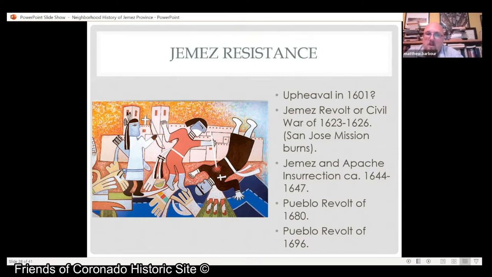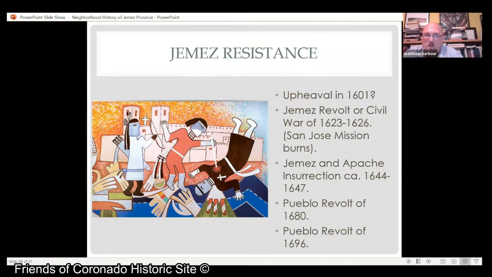There's certainly the Jemez Revolt or Jemez Civil War, depending upon whether you're Spanish or how you interpret Spanish accounts. That certainly went from 1623 to 1626. That's when the mission at Jemez Historic Site was burned for the first time, maybe the only time. That also looks like the time period in which the room we excavated several years ago at Jemez Historic Site may have burned.